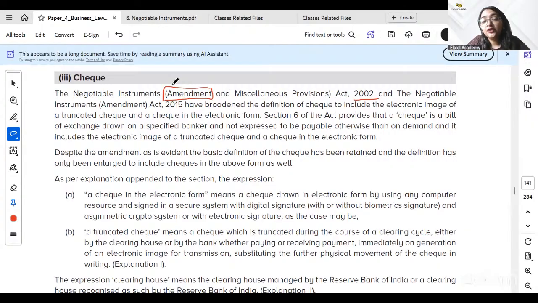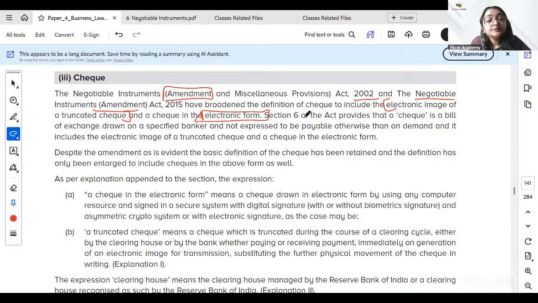You can always have your amendment acts, wherein you are notifying any changes to the act that you wish to make. So here in this case, via both of these amendment acts, your definition of check has been broadened to include what? Your electronic image or a truncated check and a check in your electronic form.